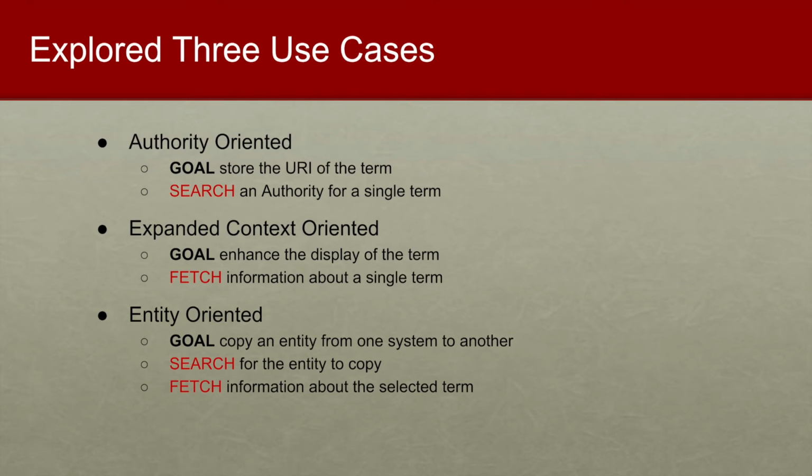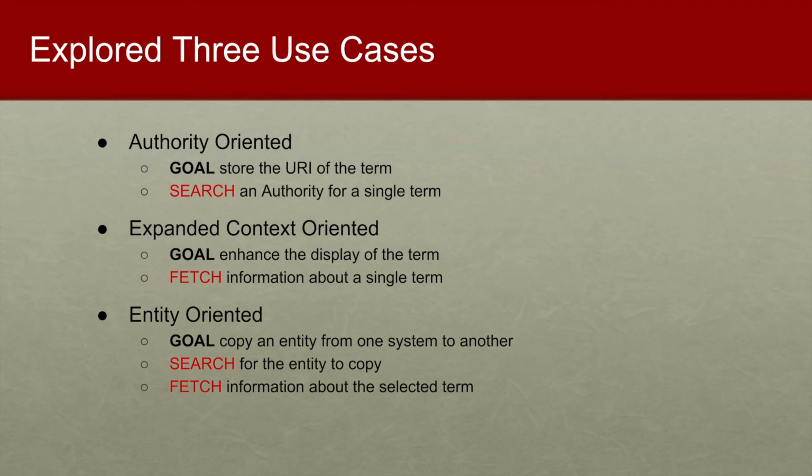In this episode, we've looked at 3 use cases. In the first use case, we looked at authority-oriented, where the goal was to store the URI of a single term. So we did a search through QA of an authority to find that single term and get its URI. The second use case was the expanded context-oriented, where our goal was to enhance the display of a term. In that case, we just did a fetch through QA to get the additional information we wanted to display about the term. And the third use case was entity-oriented, where our goal was to copy an entity in part or in whole from one system to another.